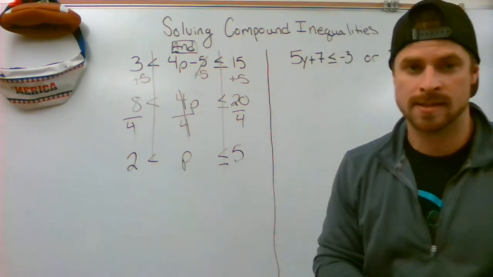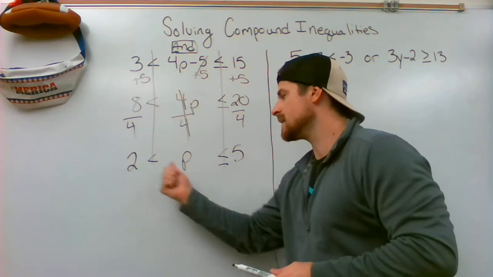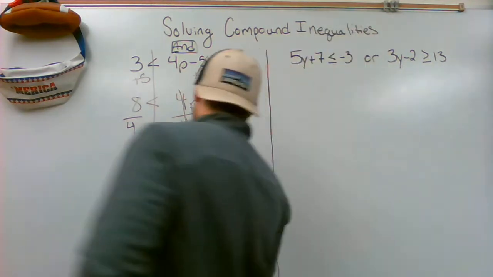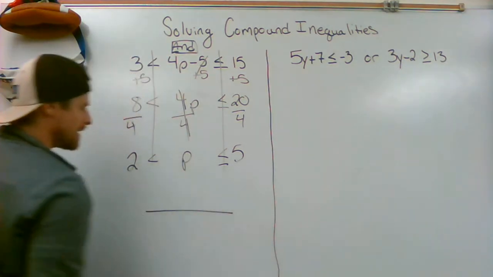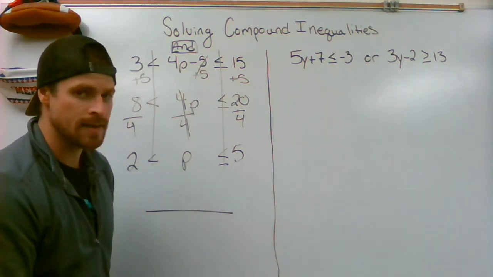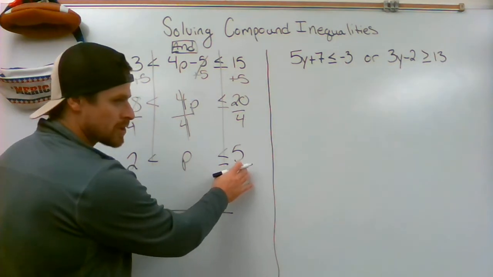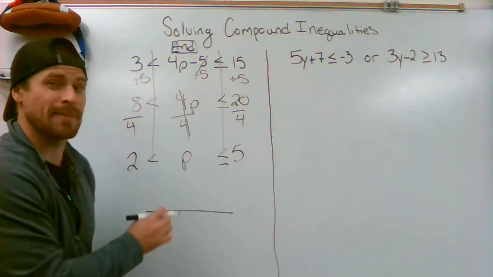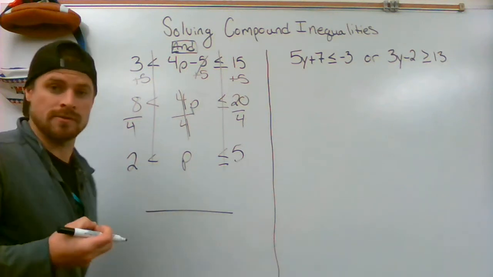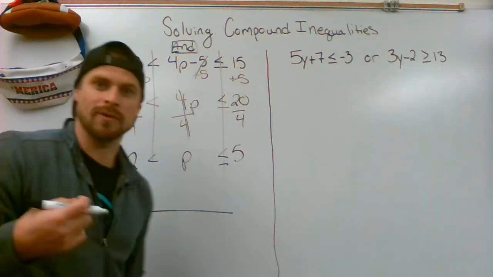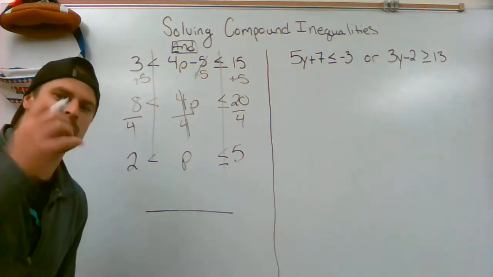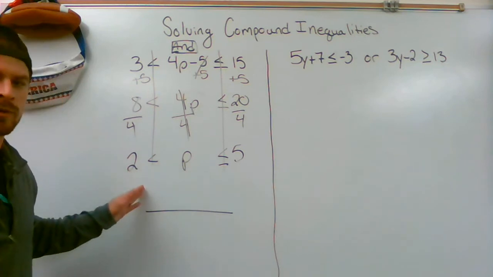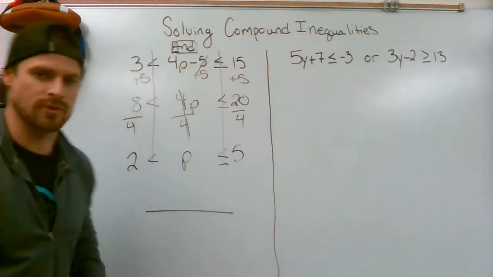The way I would read this is always the variable first. P is greater than 2 and less than or equal to 5. This is just a fancy way of saying that the value of P has to be 5 or smaller, but I can't go all the way down to 2. I have to stop at like 2.0000001. I can go really, really close to 2. I just can't quite use 2 to make this inequality true.